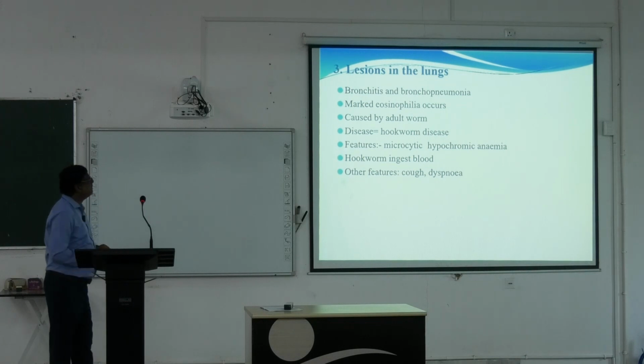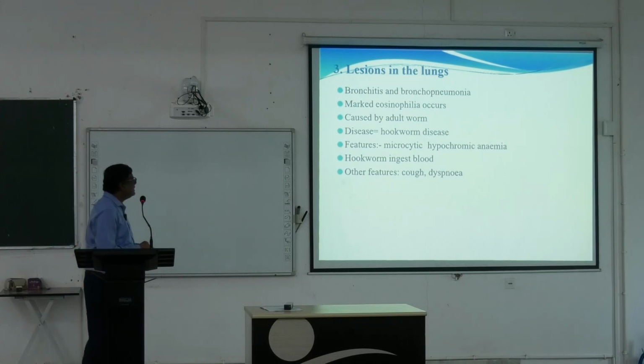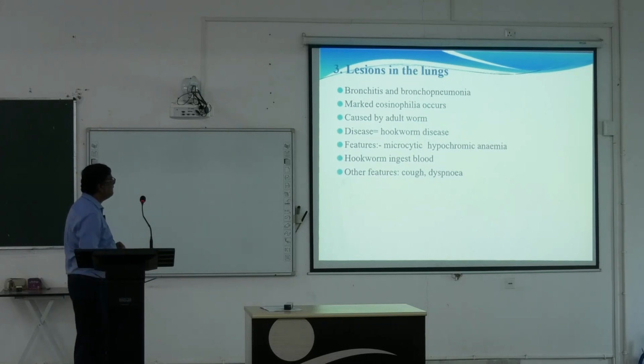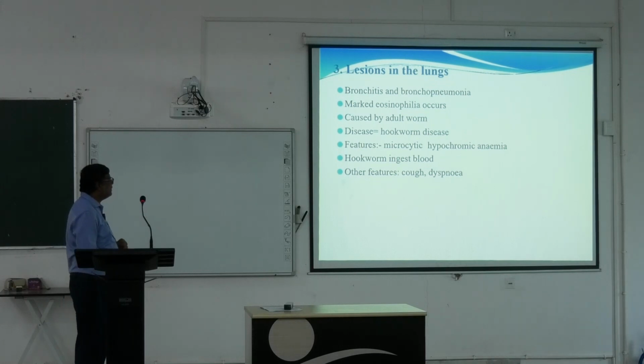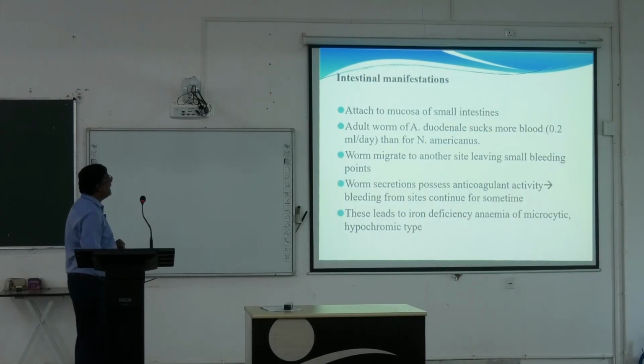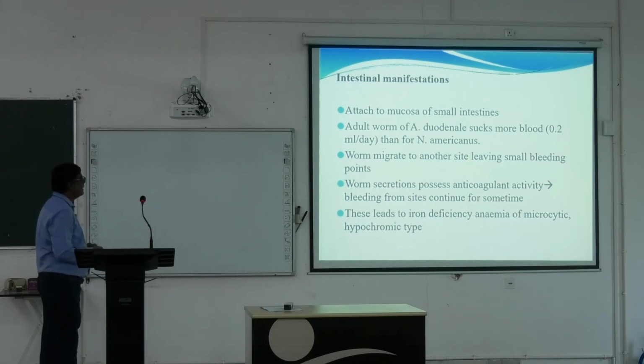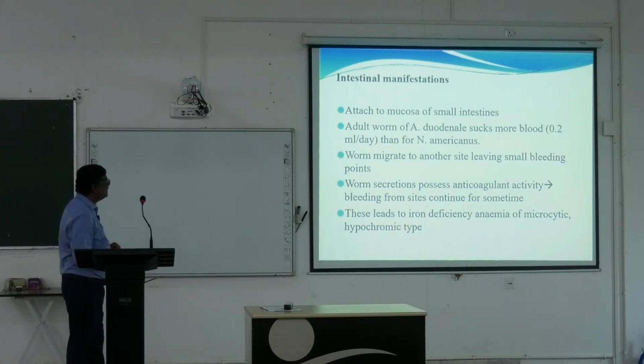The lesions in the lung, bronchitis, bronchopneumonia and eosinophilia, are caused by the adult worm. The disease, hookworm disease, has features of microcytic hypochromic anemia. Hookworm ingests blood, about 0.02 milliliter per day for Necator americanus. Other features are cough and dyspnea. Intestinal manifestations: Ancylostoma duodenale sucks 0.2 milliliter per day, more than Necator americanus, and the worm migrates to another site, leaving small bleeding points, and that's why occult blood is positive during the investigation. And the worm's secretions have anticoagulant activity.